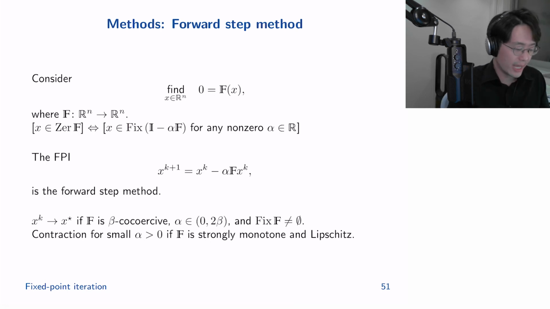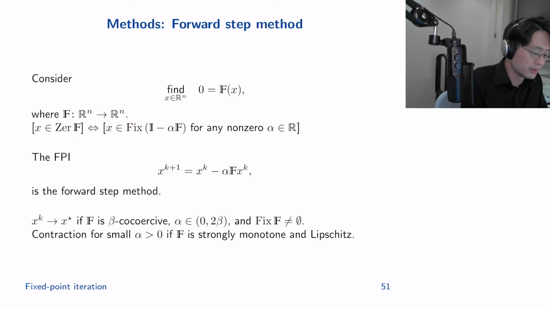Following the same reasoning as before, if the operator f is beta cocoercive, and if alpha is between 0 and 2 beta, and if a fixed point exists, then the FPI becomes an averaged iteration, and we can appeal to Theorem 1 to establish convergence. Also, if f is furthermore strongly monotone and Lipschitz continuous, then we can establish that the forward step method is in fact a contraction.